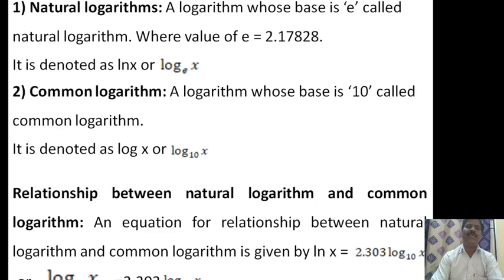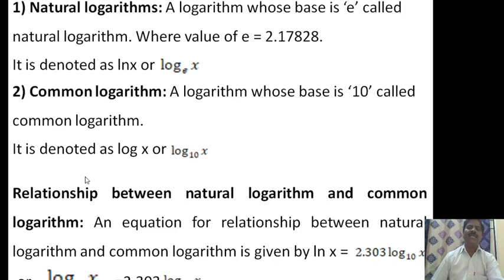Now, the natural logarithm is not useful for calculation purposes. We cannot calculate by using the natural logarithm. If a natural logarithm is there, it should be converted into base 10, that is, the common logarithm. Therefore, the other type of logarithm is the common logarithm. A logarithm whose base is 10 is called a common logarithm. It is denoted as log x, or log x to the base 10.